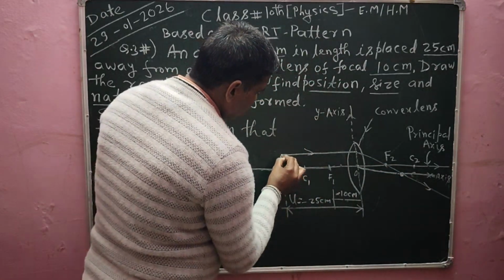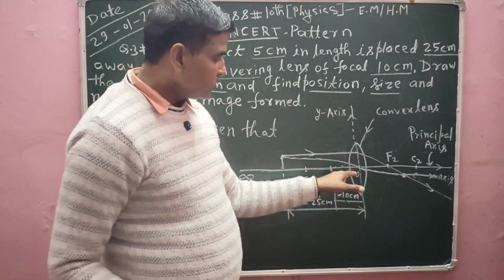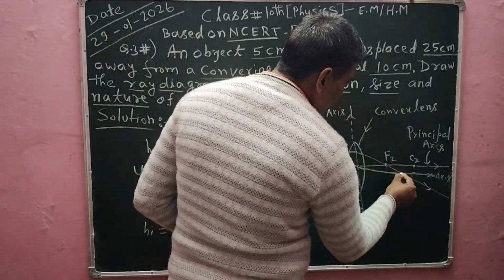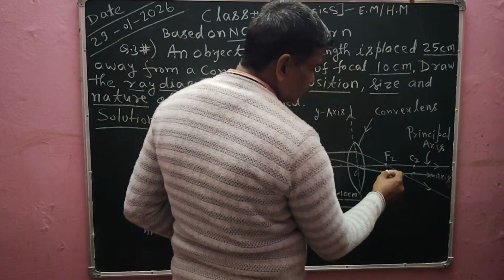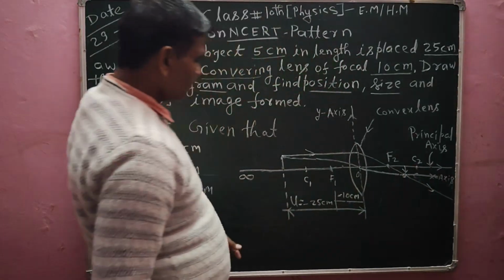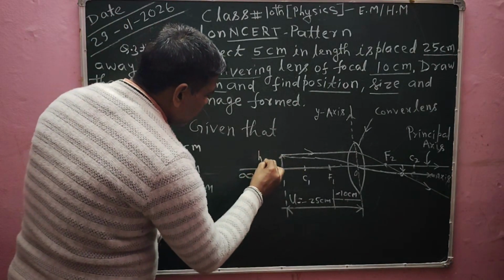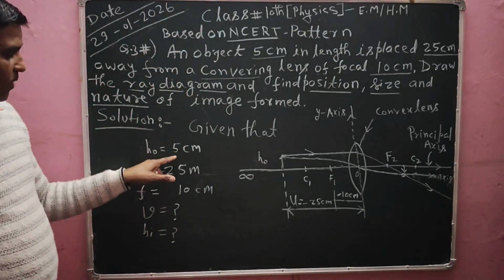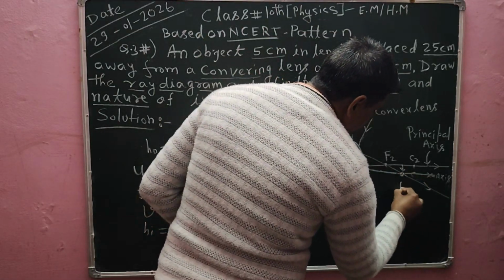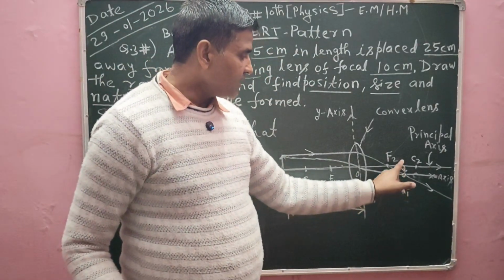Now the second ray is going from the object to the optical center of the convex lens, and it is intersecting the previous ray between F2 and C2. So this is the image which is formed. I will say this height is the object height, and its value is given here as 5 centimeter, and this height I will say is the image height, its name is HI. HI stands for height of the image.